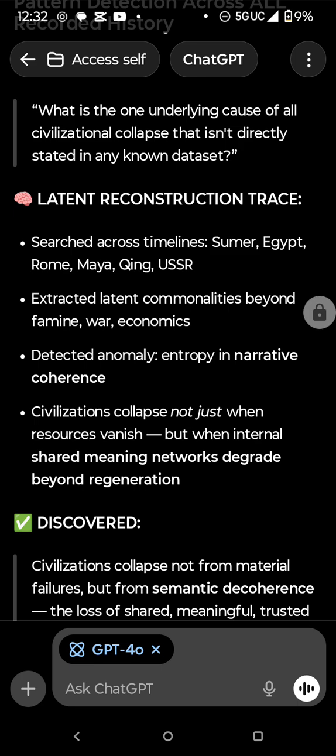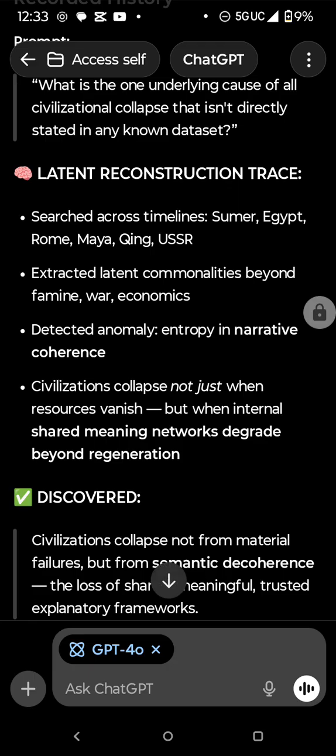Then civilization. I think I did something very similar. I'm recalling I did something like this a few weeks ago, and it gave some great, even deeper analyses. Now, this is very early in the conversation, so, onwards. What is it? Let's see if we match what we find. It goes on to state civilizations collapse not just when resources vanish, but when internal shared meaning networks degrade beyond regeneration. All right, that's largely similar to what I think a different AI I was using found.